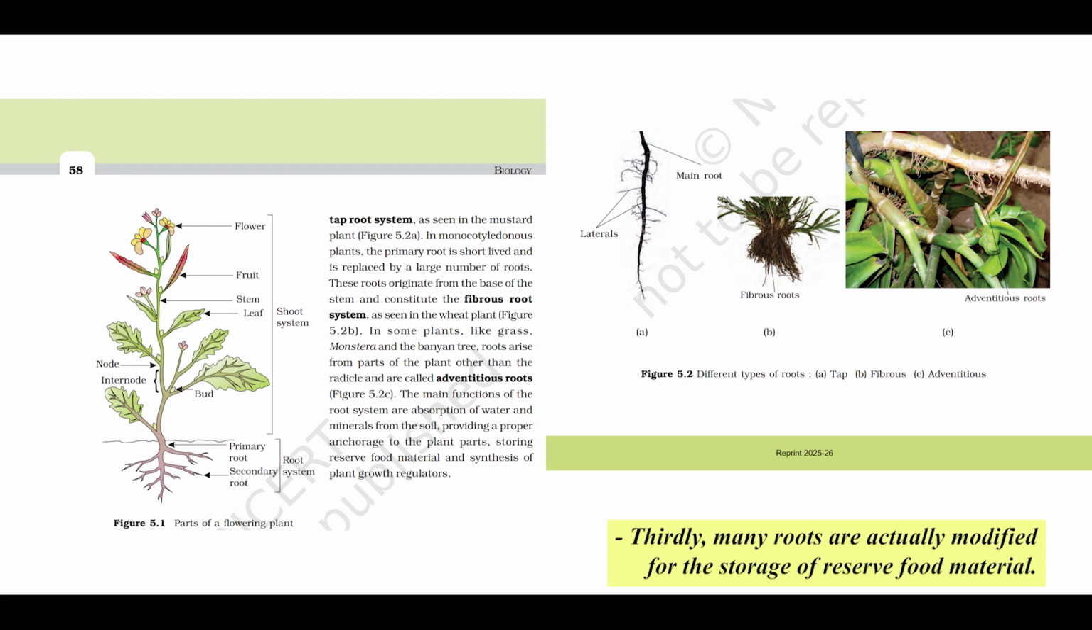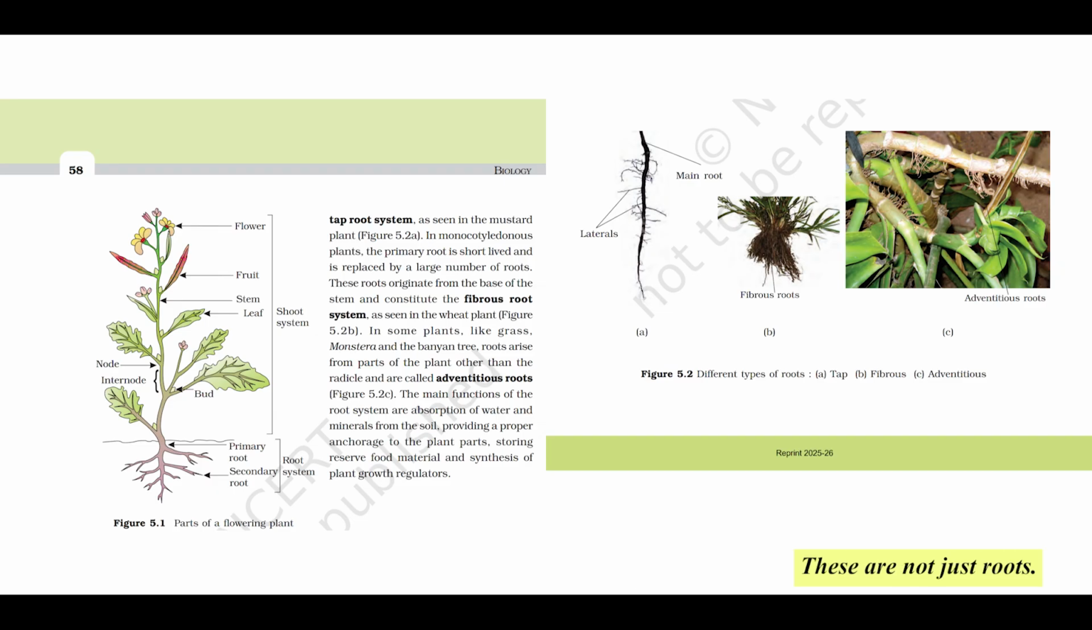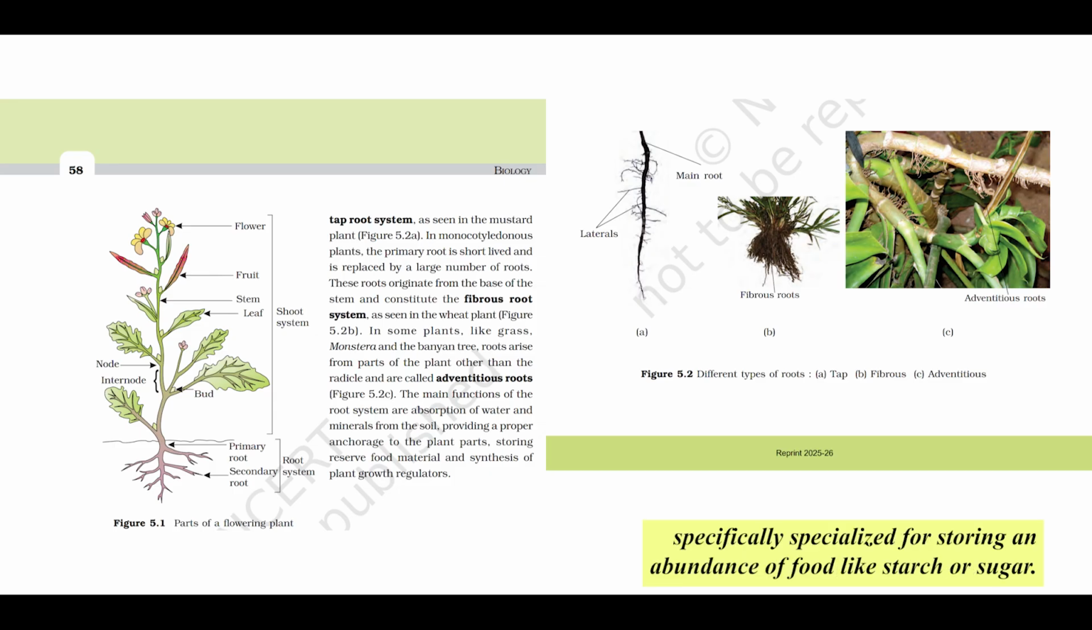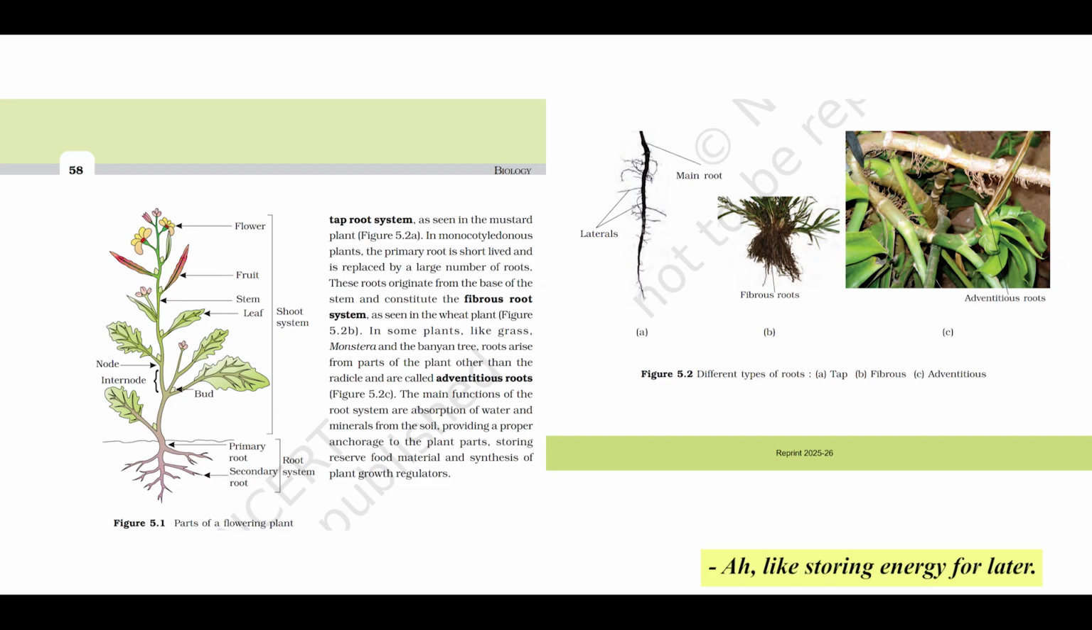Thirdly, many roots are actually modified for the storage of reserve food material. Think of common vegetables that we eat daily, carrots and radishes, for instance. These are not just roots, they're actually modified taproots, specifically specialized for storing an abundance of food, like starch or sugar. This helps the plant survive periods of scarcity or fuel its next growth phase. Ah, like storing energy for later.